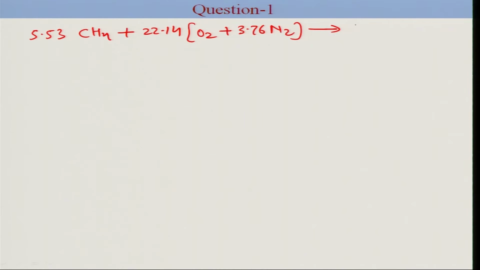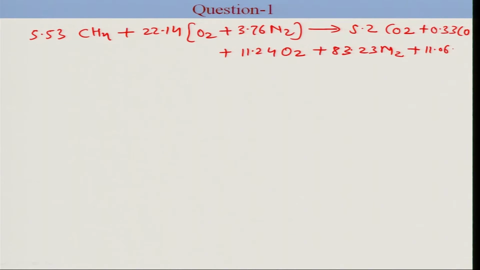Okay. Now, after substituting all these values in the combustion equation, we get 5.53 CH4 plus 22.14 kilomole of air, that is O2 plus 3.76 nitrogen, and then product streams contain 5.2 kilomole CO2, 0.33 carbon monoxide plus 11.24 oxygen plus 83.23 nitrogen and 11.06 water. Okay.